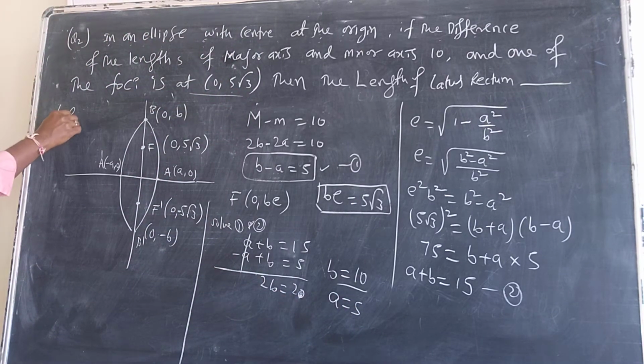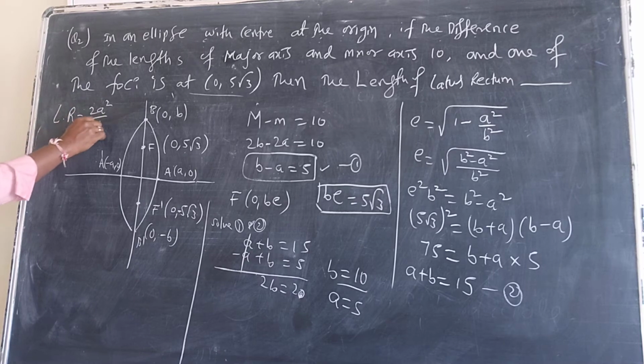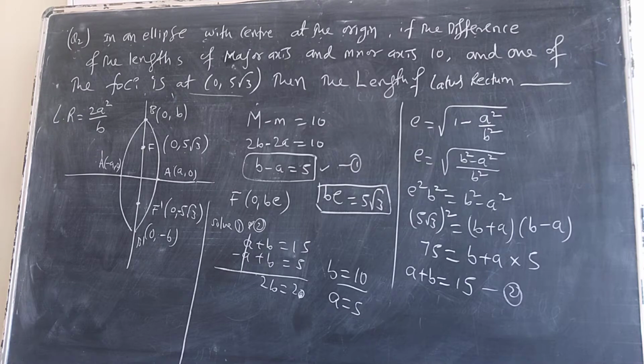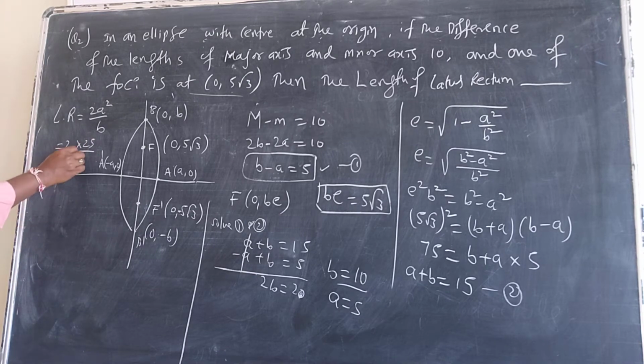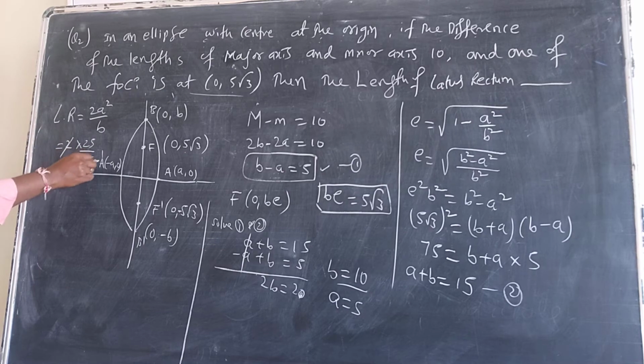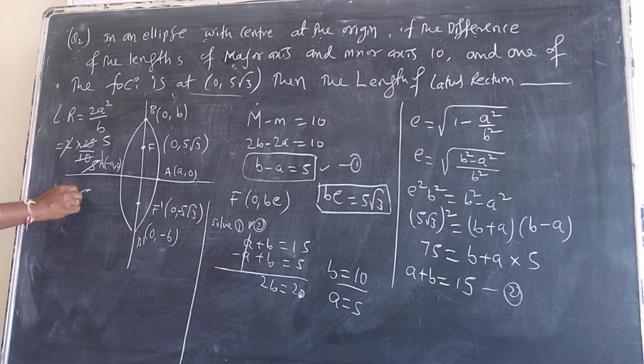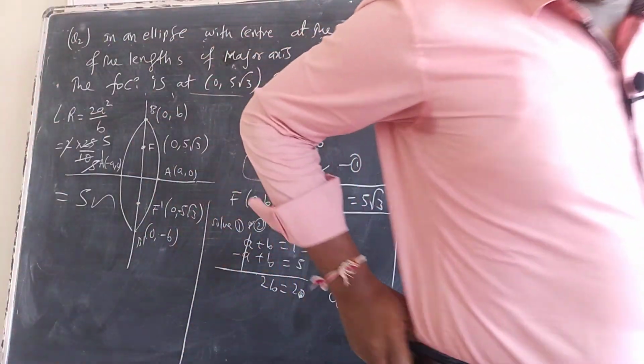What is the length of latus rectum? The length of latus rectum is equal to 2b square by a for a horizontal ellipse, and 2a square by b for a vertical ellipse. So the answer will be what? 2 into a square is 5 square, that is 25, divided by b. b is 10, so cancel this one. 2 ones are 2, 5 fives are 5, 5 fives cancel. The length of latus rectum is 5 units. So this is a JEE 2019 question.